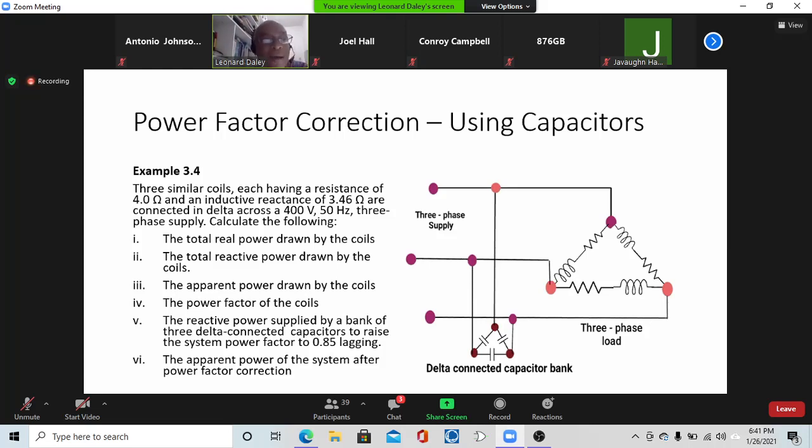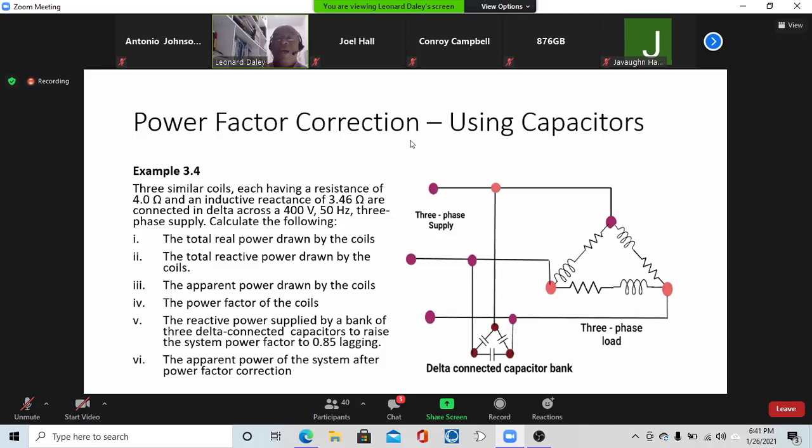Let's do a quick example. Three similar coils, each having a resistance of 4 ohms and an inductive reactance of 3.46 ohms, are connected in delta across a 400 volt 50 hertz 3-phase supply.